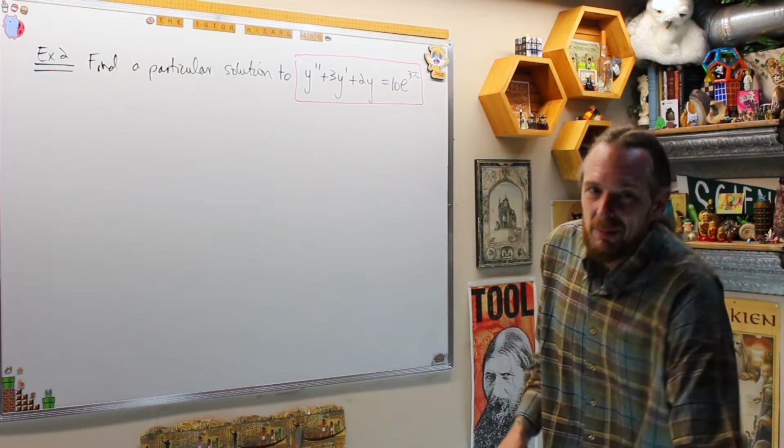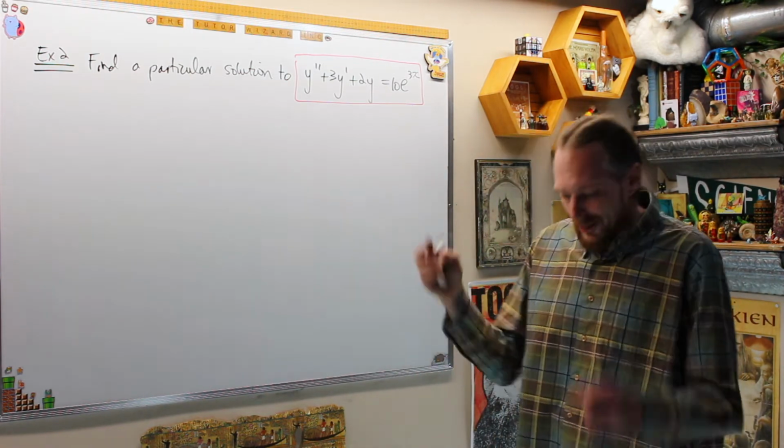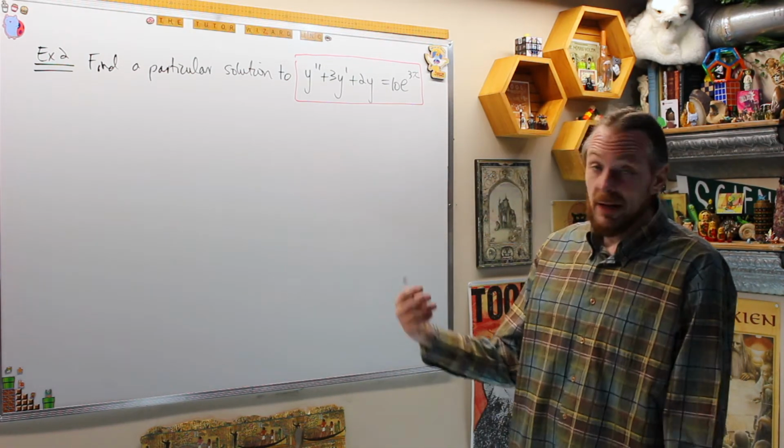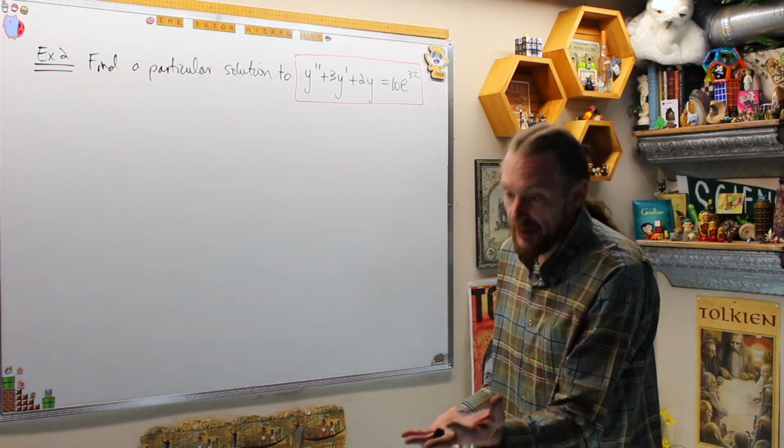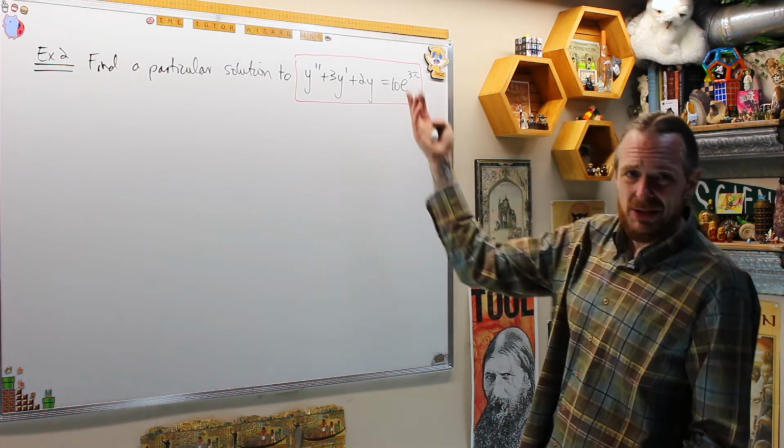For now, there's going to be three main forms of guesses that you're allowed to use for undetermined coefficients. If it's a polynomial, you can make a guess. If it's an exponential function, you can make a guess.